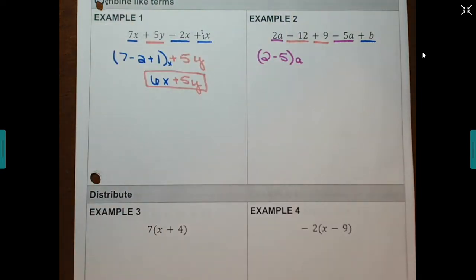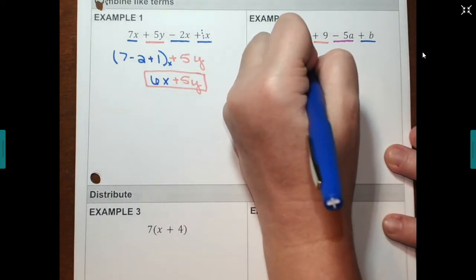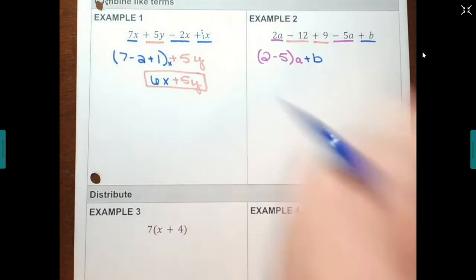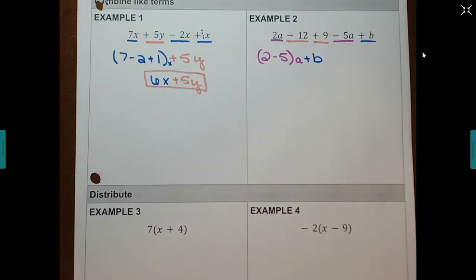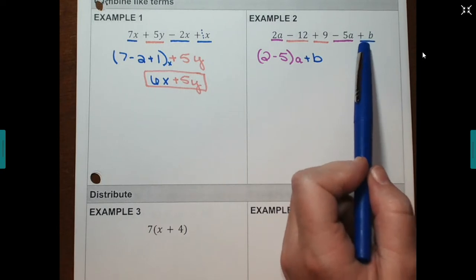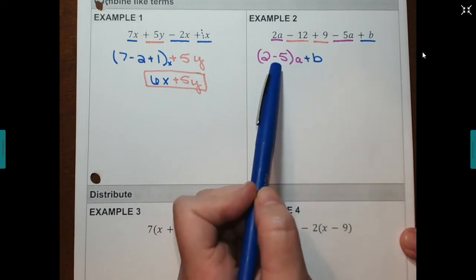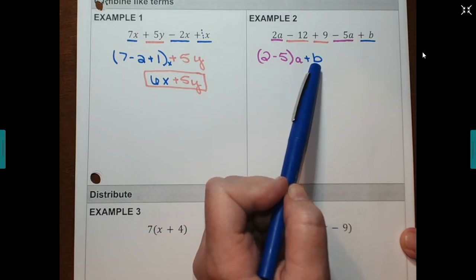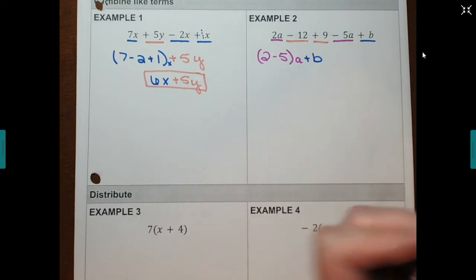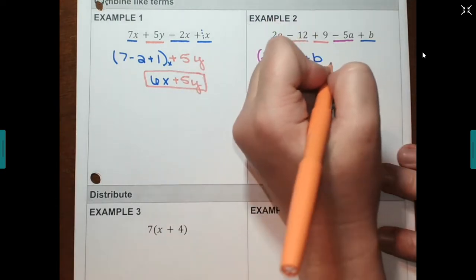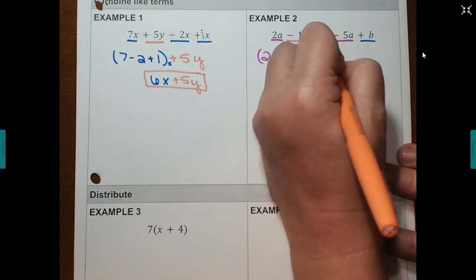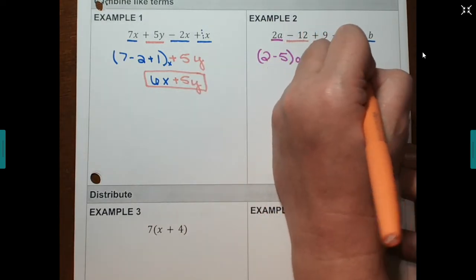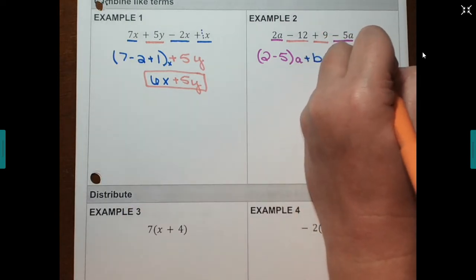And then just to stick with our variables and go in alphabetical order, I'm going to do my plus b right here. A lot of you may have wanted to put a 1 in front of that b, but do I need it? Am I trying to get my coefficient? If I'm not trying to get my coefficient from that b, I don't really need it right there, do I? Because I'm not adding or subtracting it from anything. And then last but not least, we're going to do plus negative 12 plus 9.